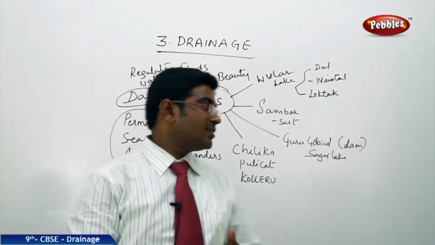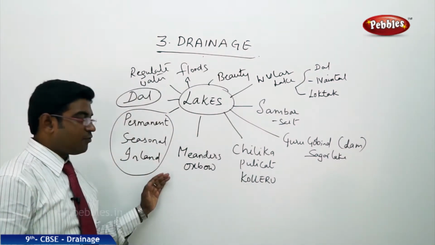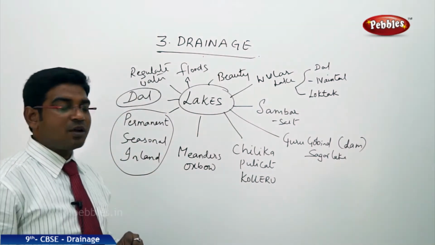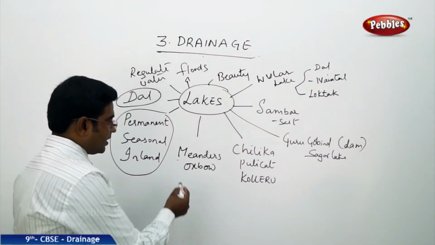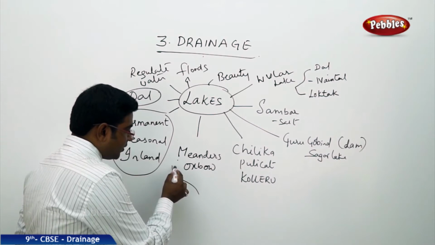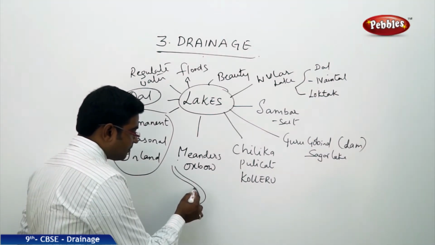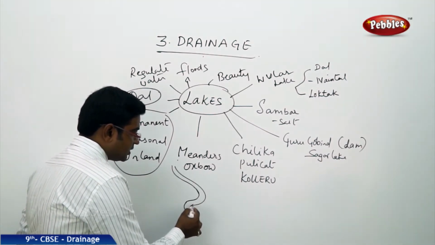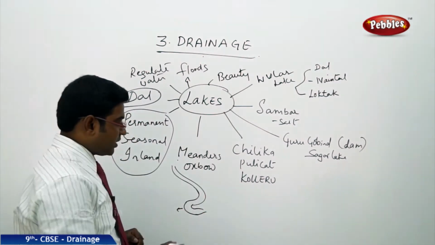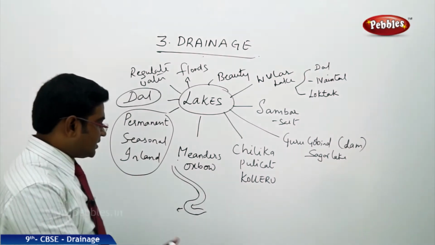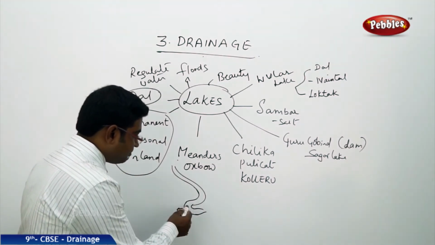Now moving on to understand how these lakes are formed, the major reason for the formation of the lakes is the meanders. What is a meander? When the river is taking its course of journey and takes these turns, they are called meanders. So these turns are known as meanders.